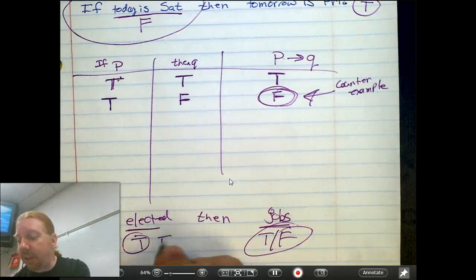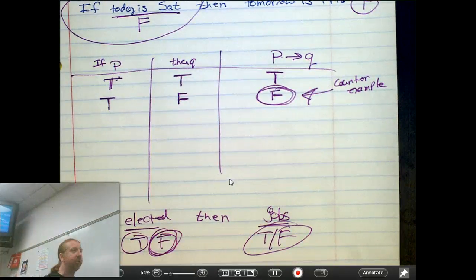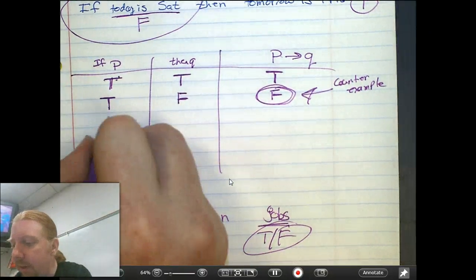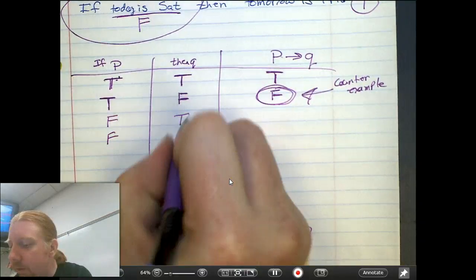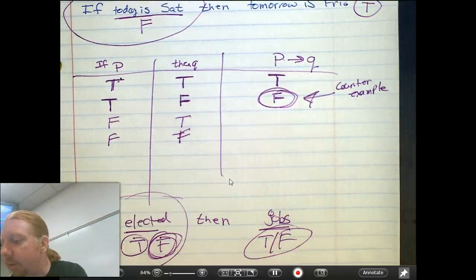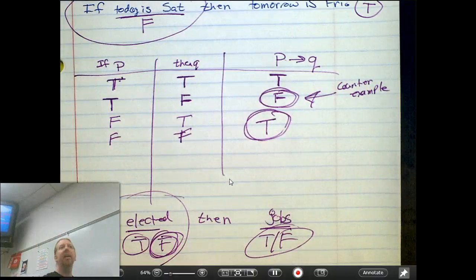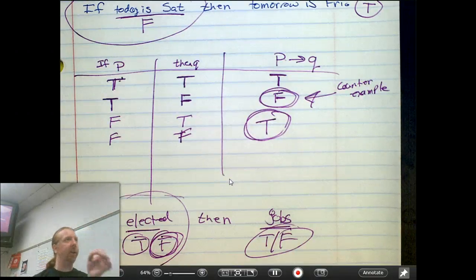If the guy loses the election, the conditional statement overall is true, because whenever there's a false hypothesis, whenever the if is false, it doesn't matter what the conclusion was. The overall if-then is true. This is one of the harder concepts because it's so arbitrary. But remember, a conditional statement is only false when you can provide a counterexample.